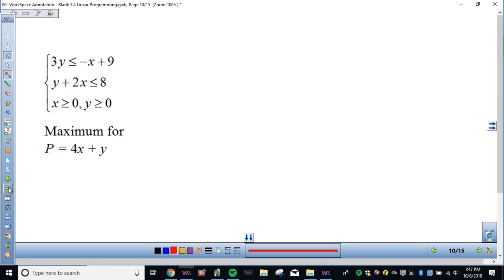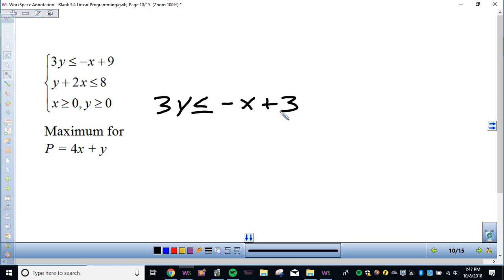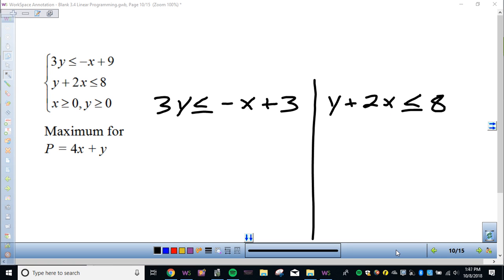Let's do this one. I've been doing the same ones all day, so I'm going to mix it up a little. Again, write these top two equations next to one another, not stacked, because we're going to solve them both. So we get 3y less than or equal to negative x plus 9. It's one of our equations, and y plus 2x less than or equal to 8.